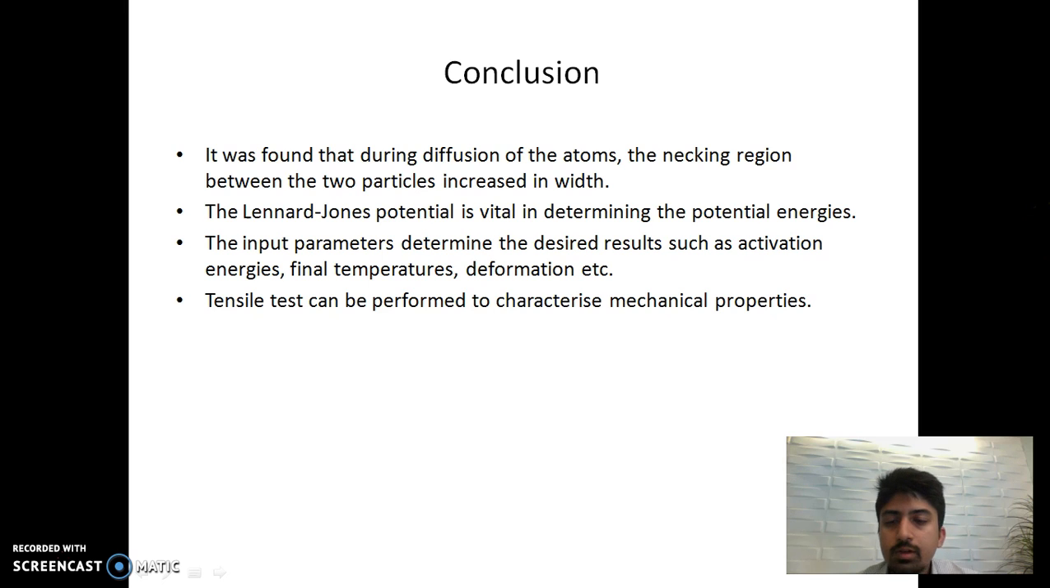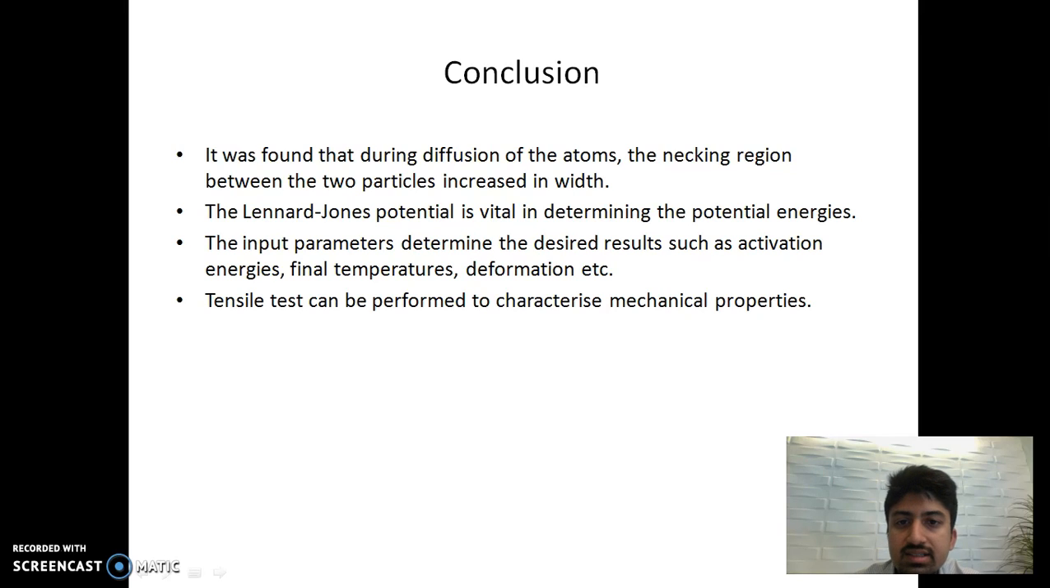Some conclusions: it was found that during the diffusion of atoms, the necking region between the two particles gradually increased in width, and the Lennard-Jones potential, as I described earlier, is very important in determining the potential energies. Also, input parameters are very important to provide for getting the desired results. We can get results like the final temperature values, the activation energies, the deformation, the stress, and the strain values.